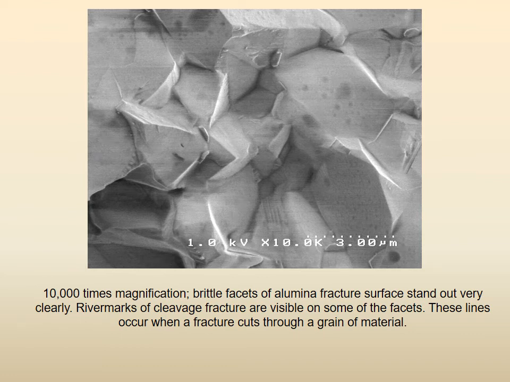At 10,000 times magnification, right, you can see it. So the brittle facets, one face, another face, the brittle facets of the alumina fracture surface stand out very clearly, and river marks of cleavage fracture are visible on some, not on all of them, but some river marks can be seen in some places. So we can enlarge it and see more. These lines occur when a fracture cuts through a grain of a material, right? So this is much more of a cleavage type where river patterns are there.